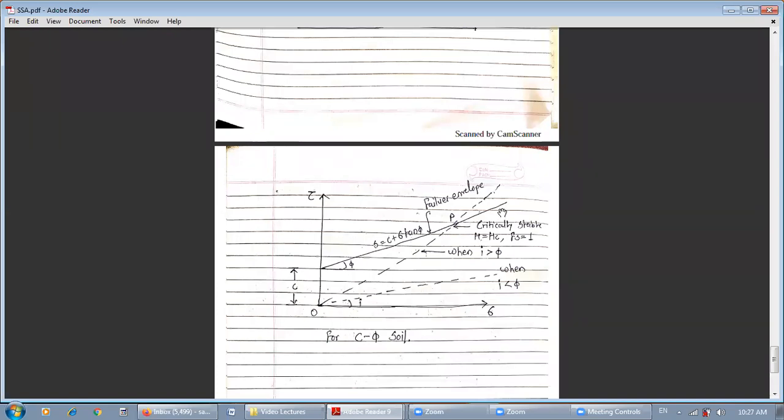Okay. Now there are two conditions. This first dotted line shows when i is less than phi. i is the slope angle, which is less than the angle of internal friction of the soil. If that is so, then this line goes somewhere here, and this failure envelope and this particular line will not cross each other. Now if they cross, it will fail. If they do not cross, then it will be stable. So if i is less than phi, the slope will be stable from the start.